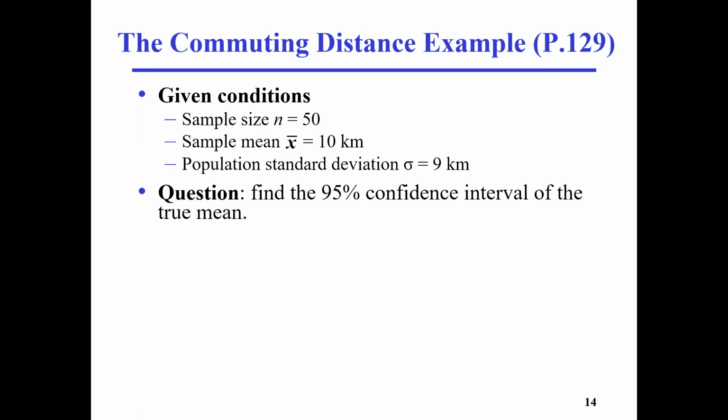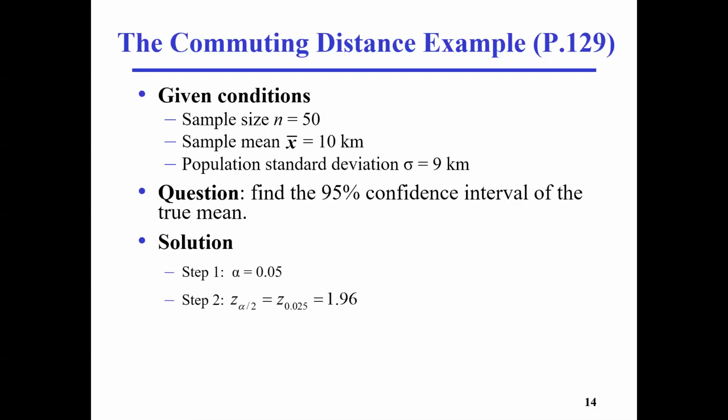Usually we do not know, because when we do an experiment, we know everything about the sample we collected, but for the population parameters, it's very hard to know. But here, let's just assume that we know the standard deviation of the population instead of the sample. Okay, so question, find the 95% confidence interval of the true mean. True mean here is another term for population mean. So true mean equals mu equals population mean.